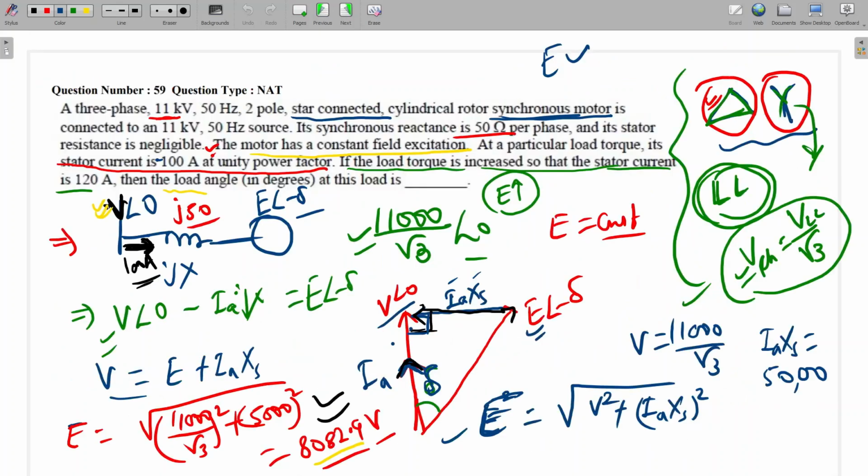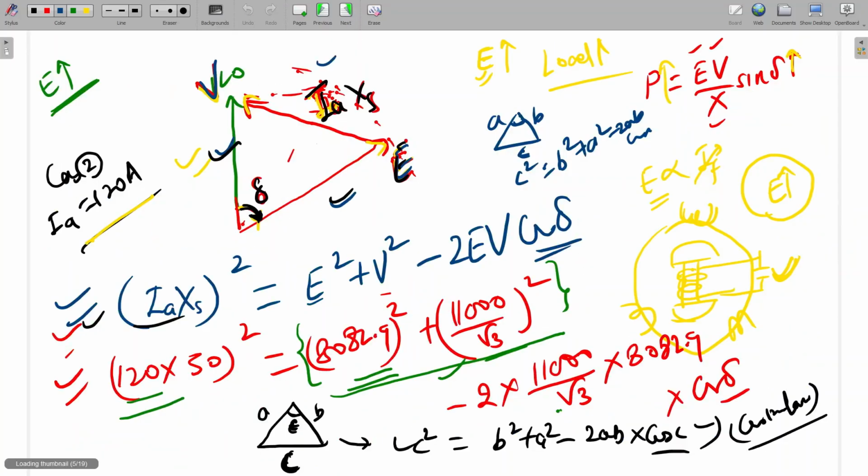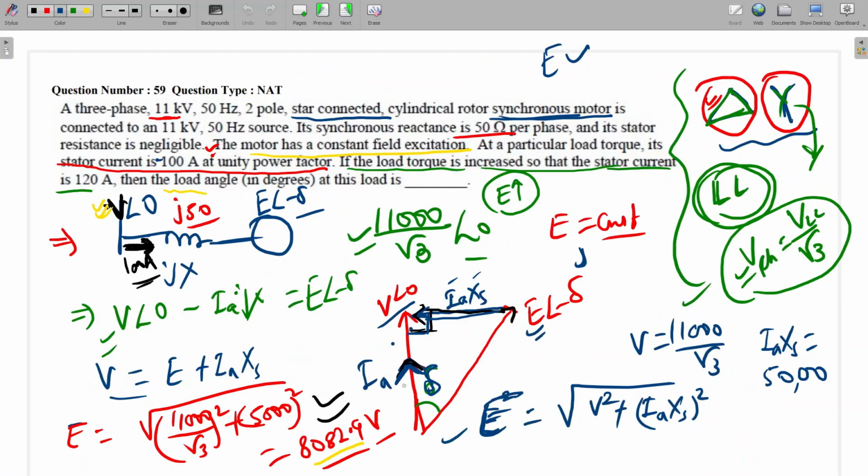How is it forming? Because this is in phase, so this axis will be perpendicular, I_A into X_S, j times. But here it is not a right angle triangle. Suppose I put in the same formula, the previous one, this one. Here the power factor angle is not given. This angle delta we can calculate for the first case, from here.